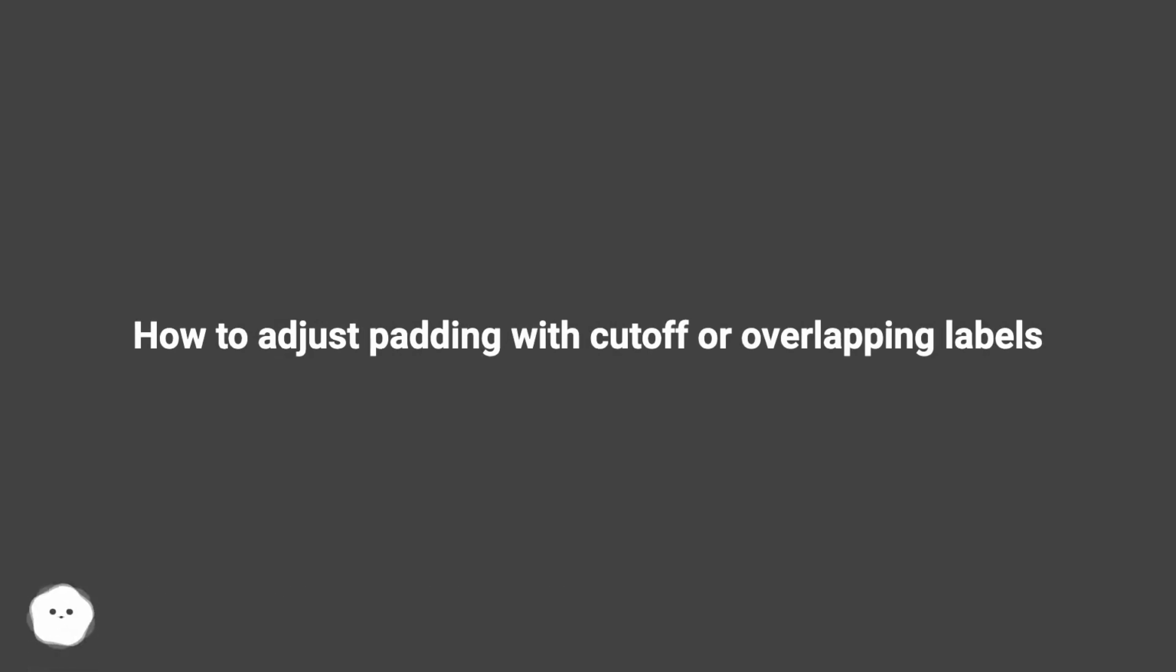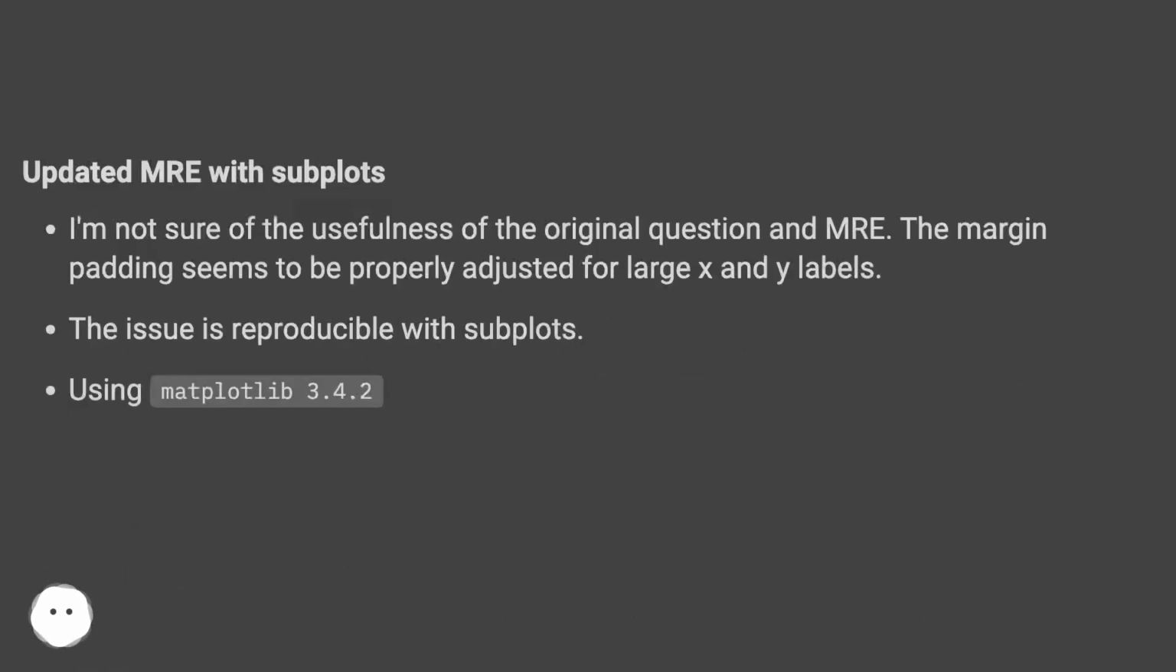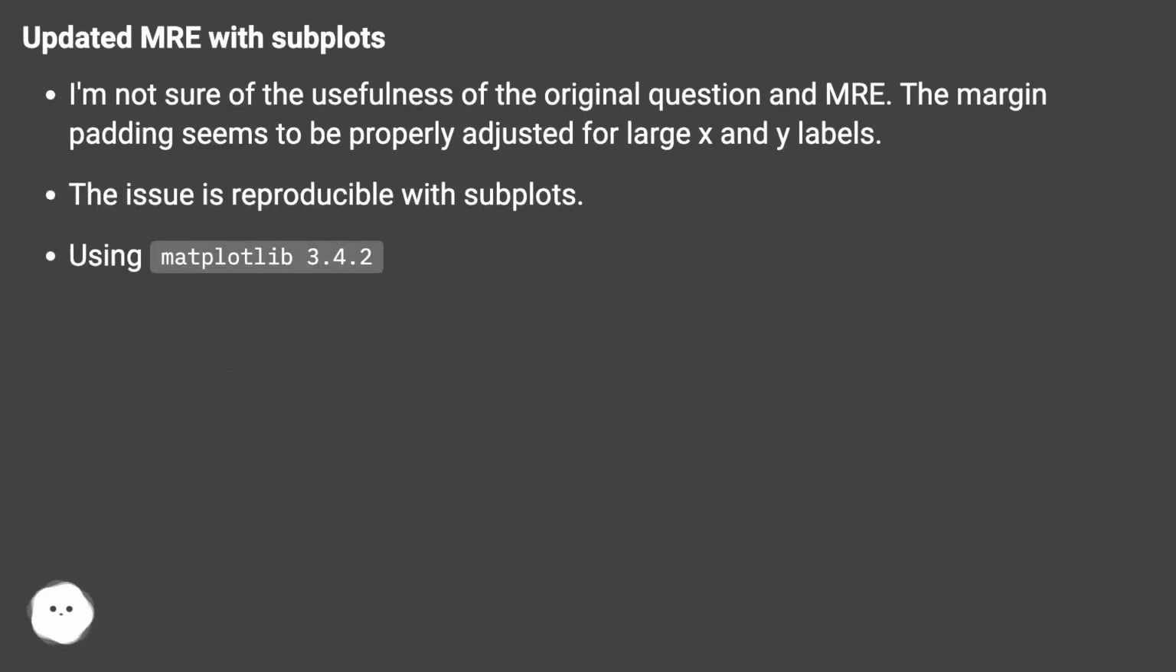How to adjust padding with cutoff or overlapping labels. Updated with subplots. I'm not sure of the usefulness of the original question. The margin padding seems to be properly adjusted for large X and Y labels. The issue is reproducible with subplots. Using matplotlib 3.4.2.